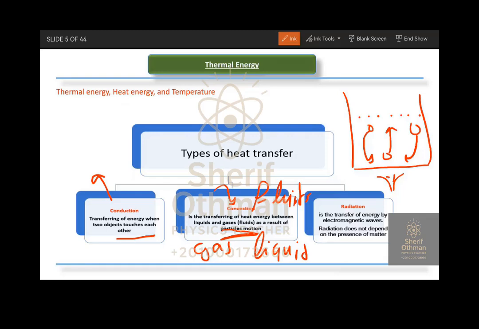Well done. What is the meaning of radiation, guys? Radiation is the transferring of energy in the shape of waves, without the existence of a medium or with the existence of a medium. So radiation is the transfer of energy by electromagnetic waves, like the heat of the sun reaches the earth without the existence of particles, without the existence of a medium. So the only method to transfer this heat is radiation. Radiation doesn't depend on the presence of matter, but it can travel through matter.